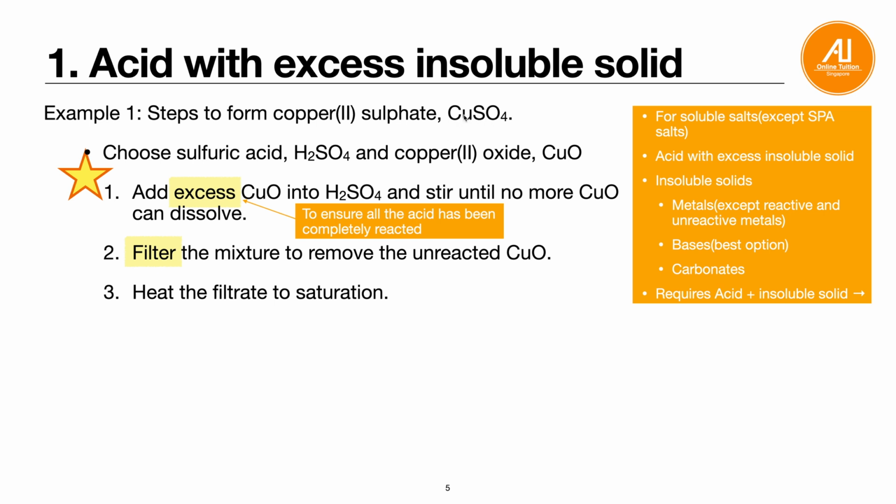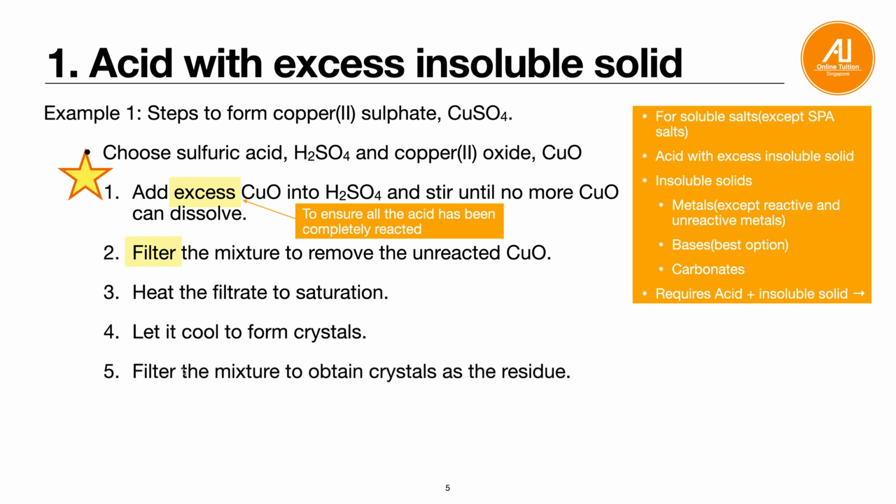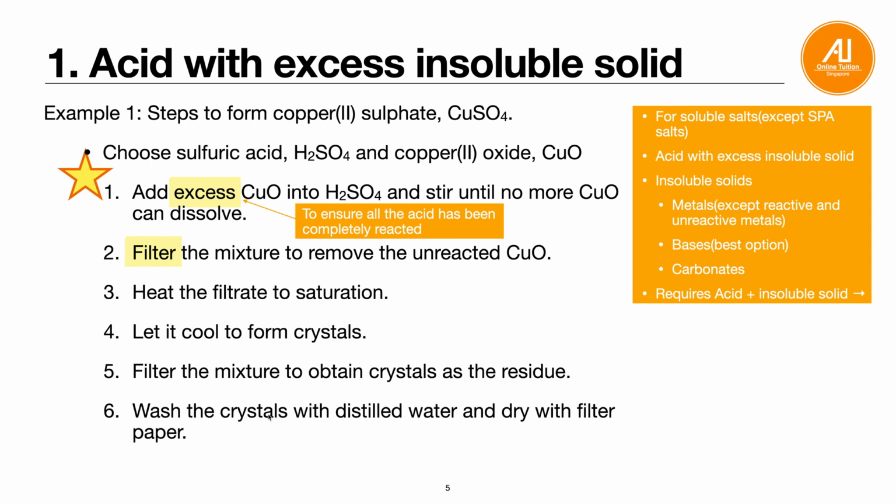But what you want is the crystal, not the solution. So that's why you need to heat the filtrate to saturation. Okay, so you're trying to do crystallization here. So you let it cool to form crystals, filter the mixture to obtain the crystal as the residue, and then lastly, you wash the crystal with distilled water and dry with filter paper. So from step 3 to 6 is basically trying to carry out crystallization.